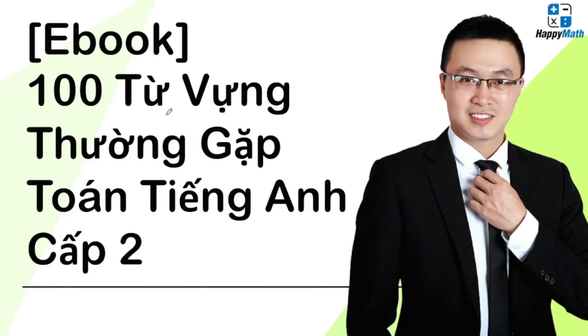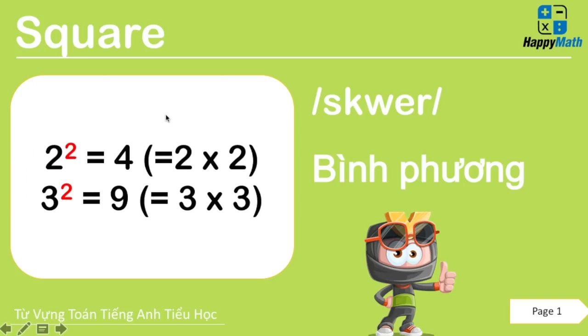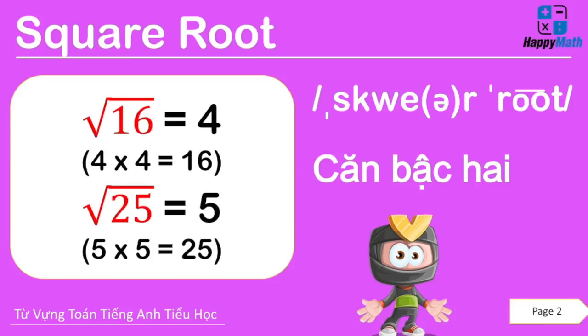Okay, we will start with the first vocabulary, square. When you multiply a number by itself, so the two numbers are the same, you call it the square. In Vietnamese, we call it bình phương, but square has another meaning, hình vuông. In some cases, square is used in another meaning like square root. The square root means the inverse of the square. When you take the square root of something, you have to find the number smaller than the main number.